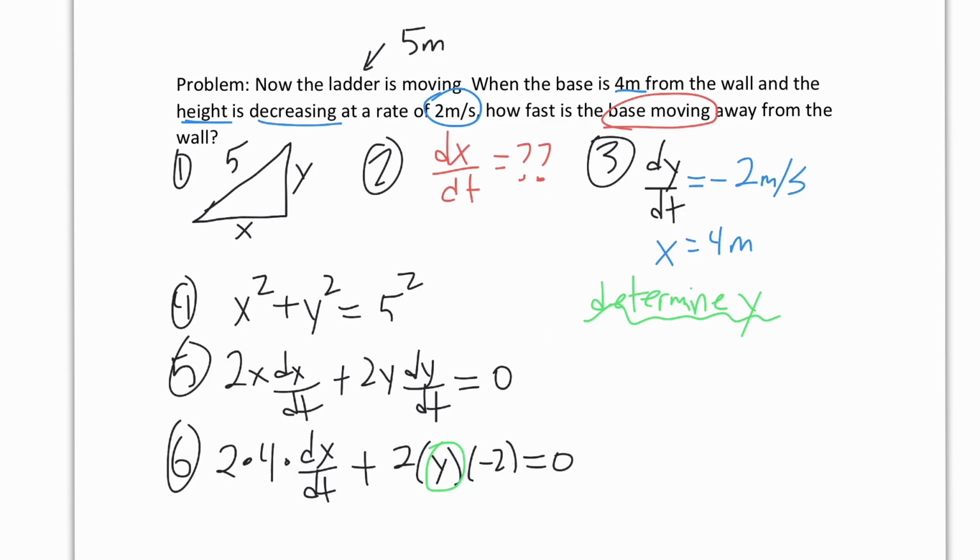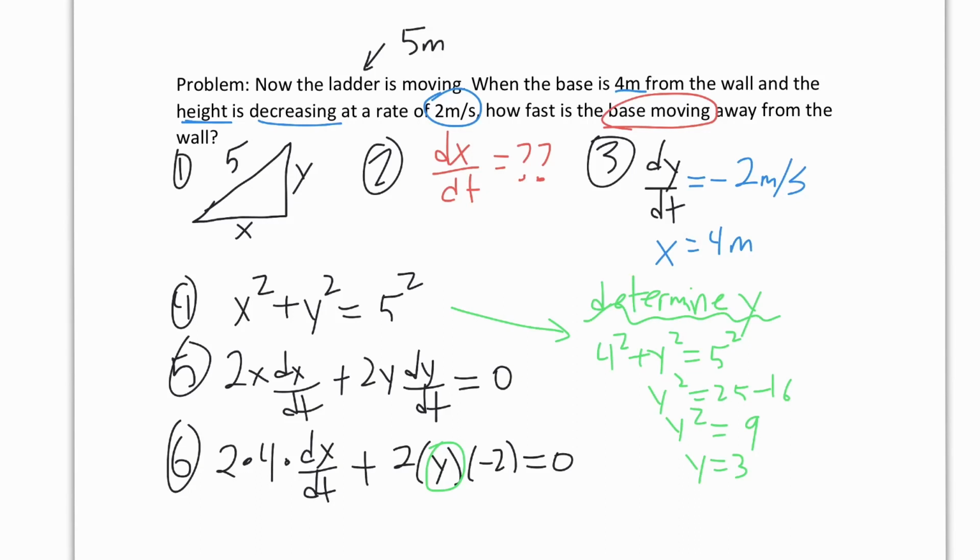We're plugging in x equals 4 because we're going to be looking when the base is 4 meters from the wall, which means we can plug in that 4 into this equation here. 4 squared plus y squared equals 5 squared. And that will allow us to solve for y. So we get y squared equals 25 minus 16, or y squared equals 9, and y will equal 3.